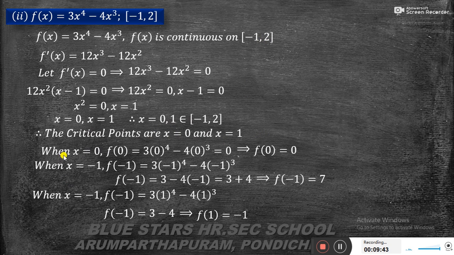So now I substitute x equal to 0 in the given function. We know the given function, f of x equal to 3x power 4 minus 4x cube. Here I substitute x equal to 0.